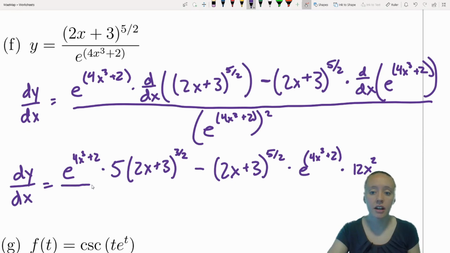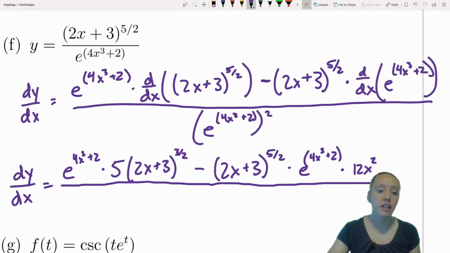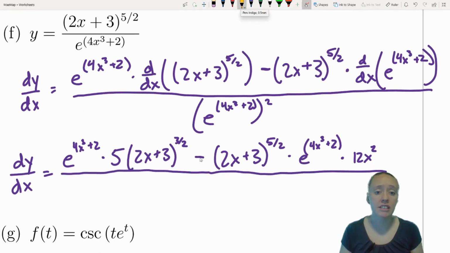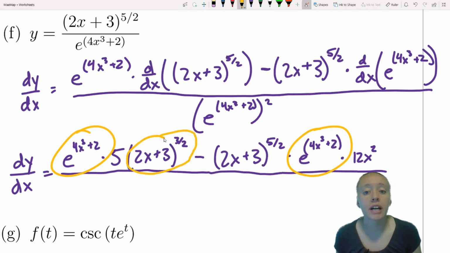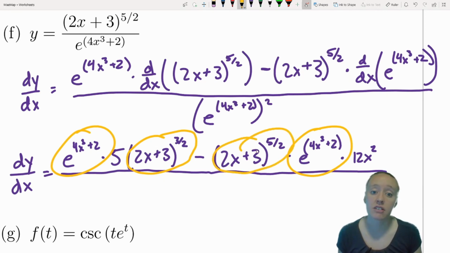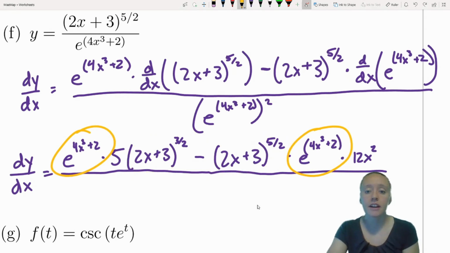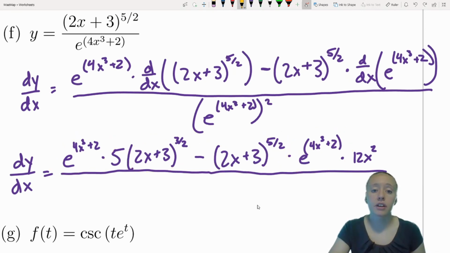So there we have it. That's my numerator, and you can try to simplify this down by pulling out those greatest common factors. For example, in each, we have e to the 4x cubed plus 2, and we also have at least a 2x plus 3 to the 3 halves in each of these problems. Obviously, we have an extra bit with that 5 halves, but if you pull out the greatest common factor, the problem will be simplified down further.